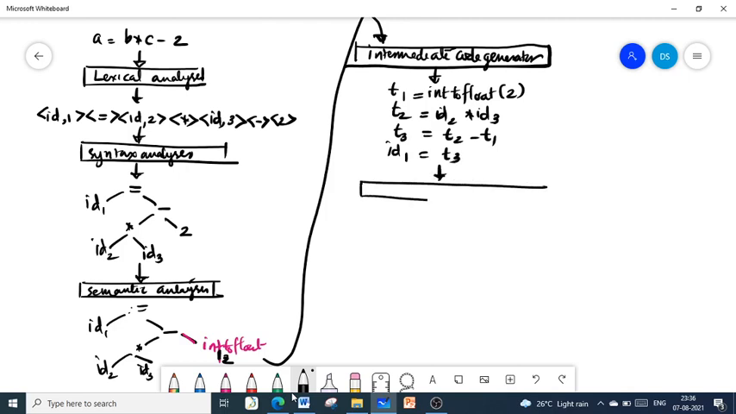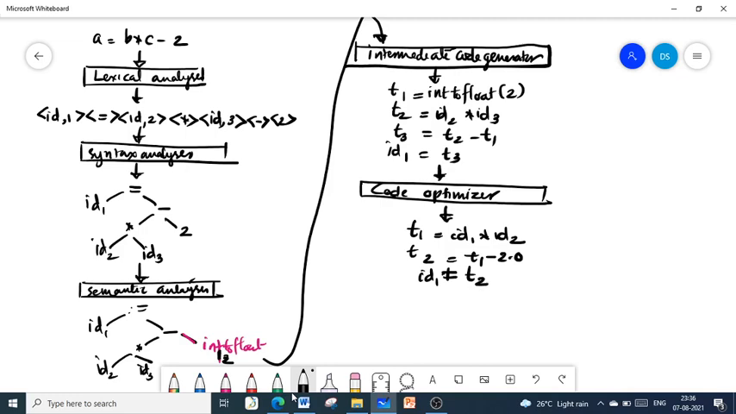Then the code optimizer. Here the number of statements will be minimized by minimizing the number of temporary variables: id1 equals t2. That will be given as the input to the code generator.